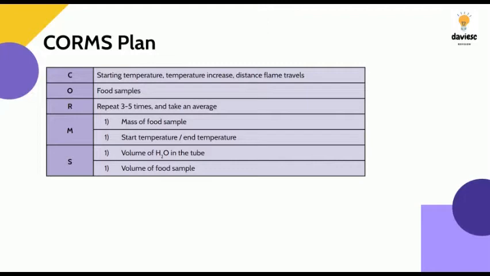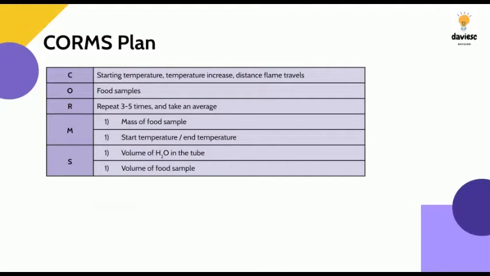So C, the change we are making, i.e. the independent variable. It's the starting temperature and the temperature increase. So basically, between the starting and ending temperature, what is the increase? And also the distance that the flame travels when lit. The organism or the item which we're testing is a food sample. Make sure that when you're talking about food samples, you say that you're varying them in the experiment.